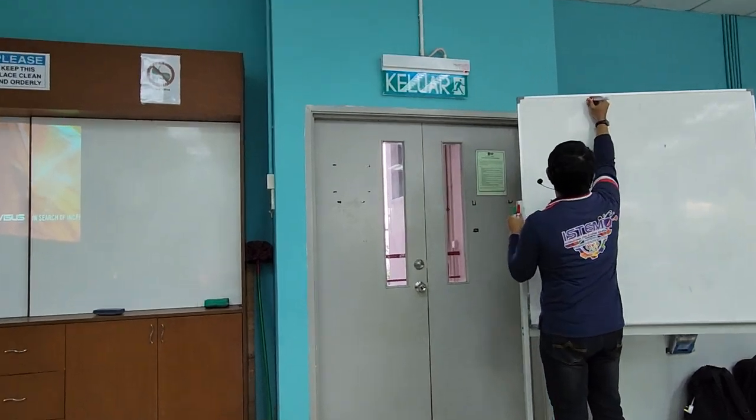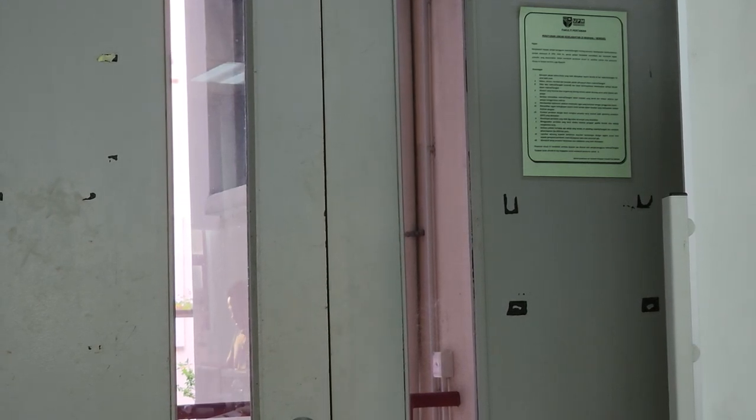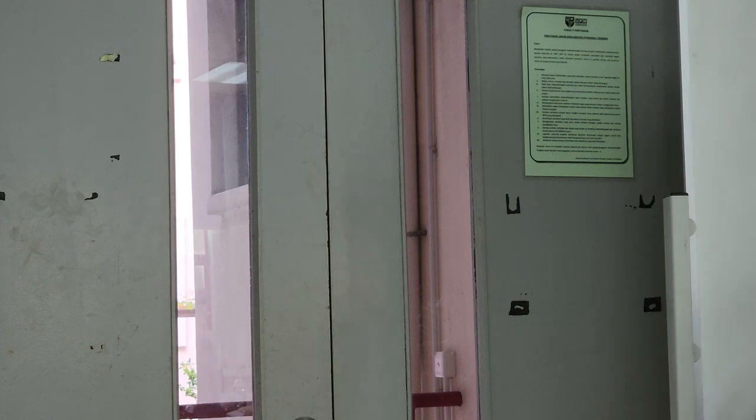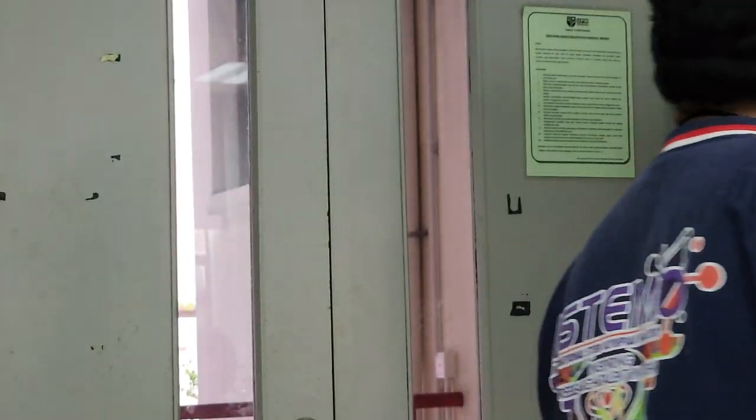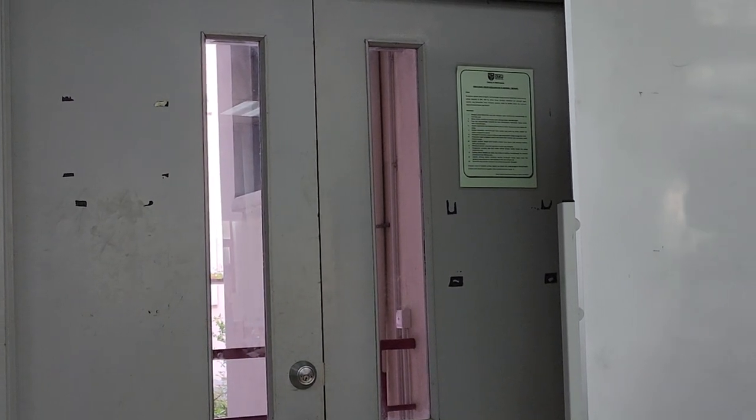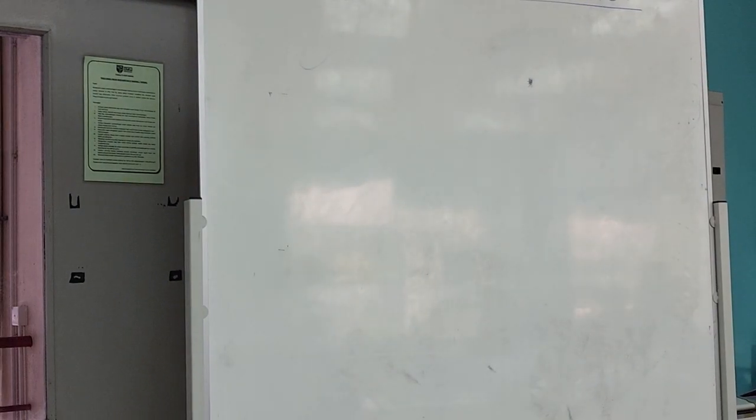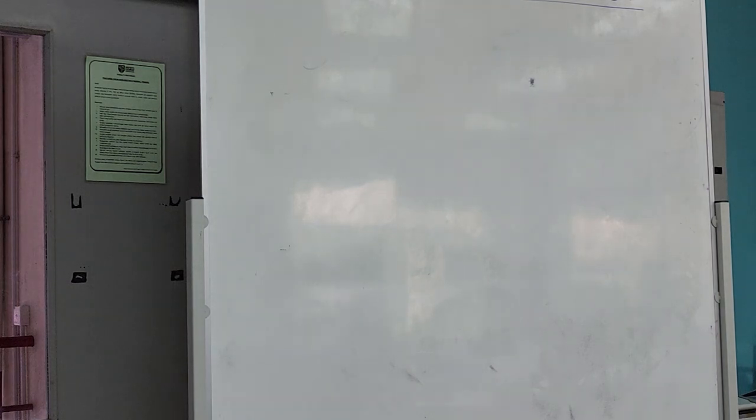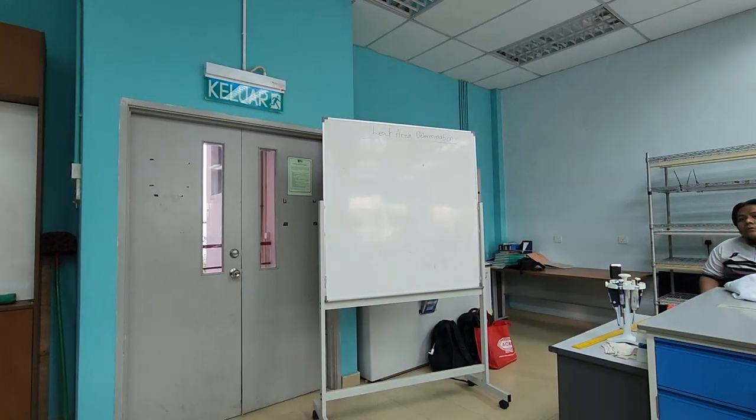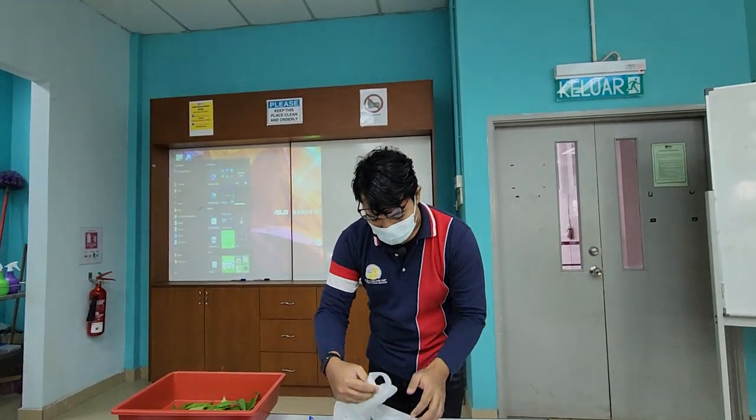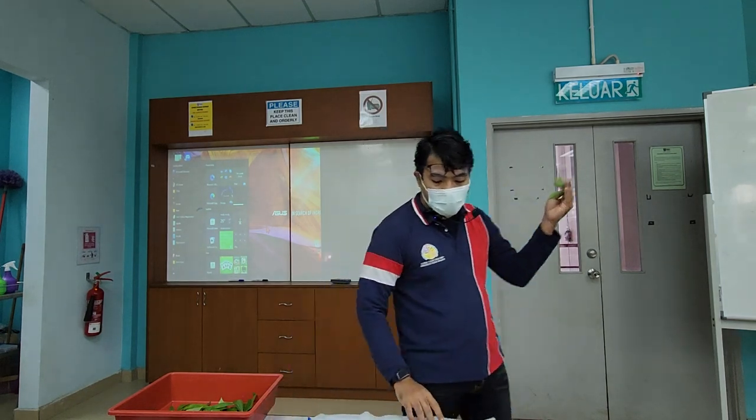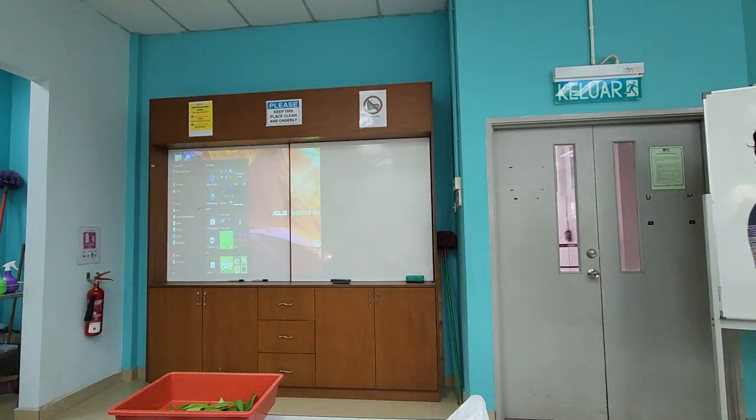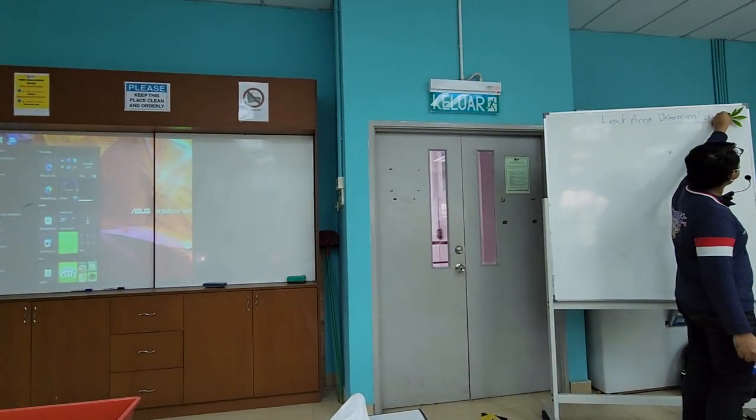What leaf are we using today? What leaf? What plant? Can I get a leaf? Leaf from the back. Ambil leaf satu, me. Get a paper towel. This is wet. What leaf is this? Palmate. What plant is this?